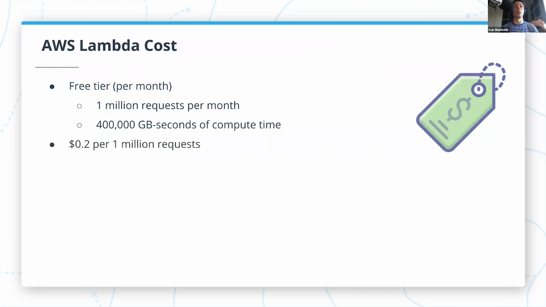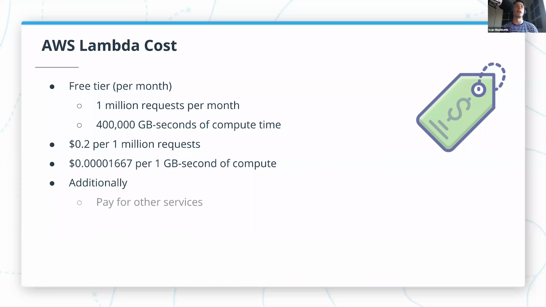And then after this, once we covered the free tier, we would have to pay 20 cents per million requests, or this amount of dollars per 1 gigabyte second of compute. And of course, if we use AWS Lambda with other AWS services or any other function as a service with other cloud services, we have to pay for those services as well, and we have to pay for sending data out of data centers if we use AWS.